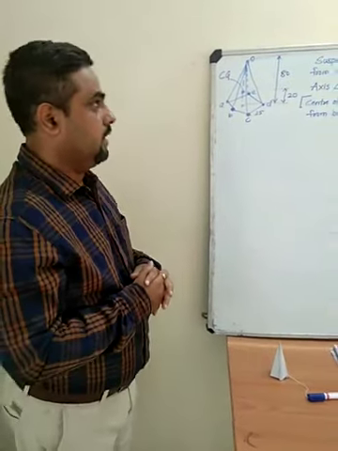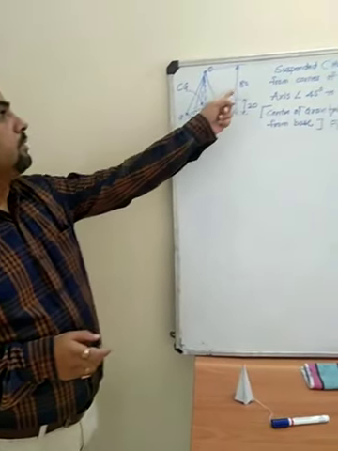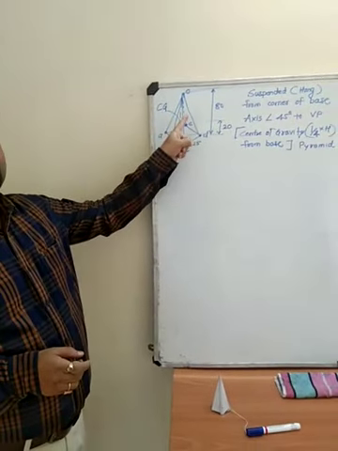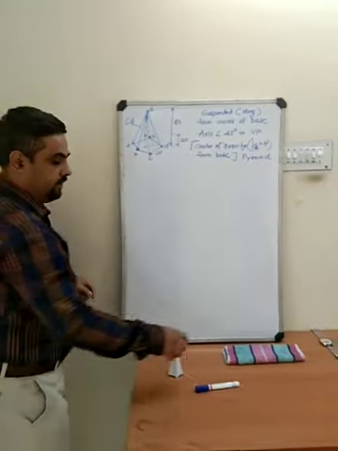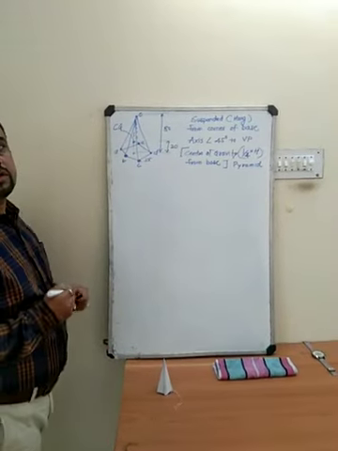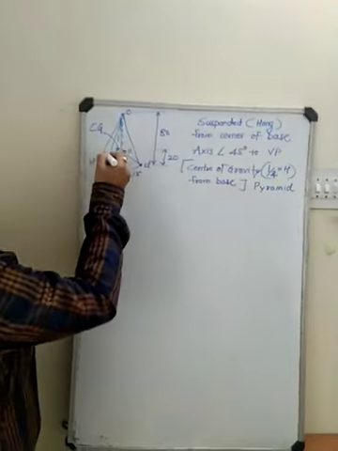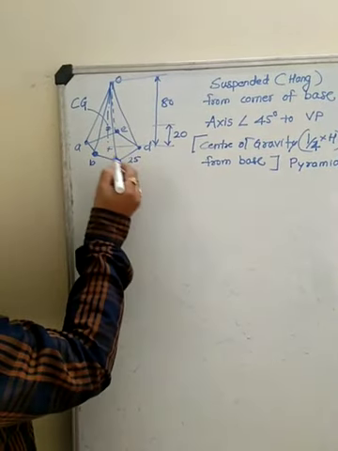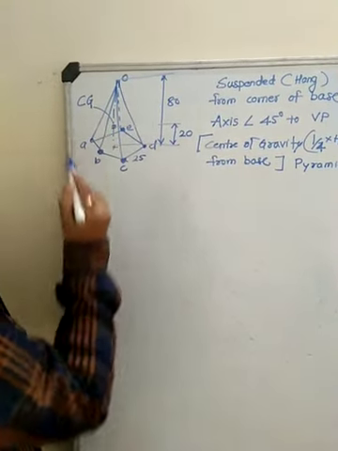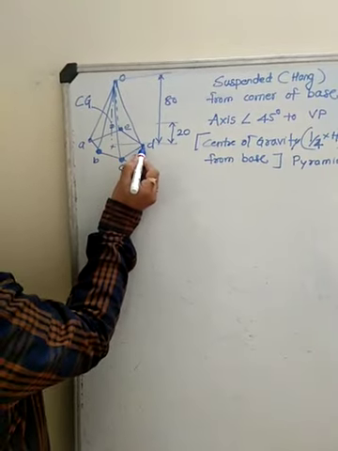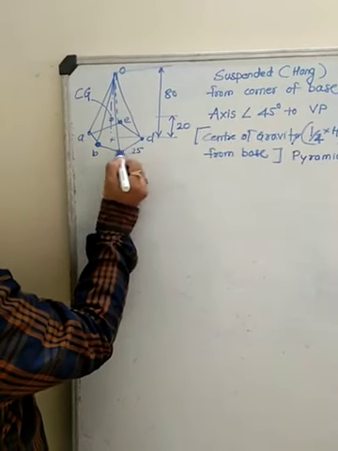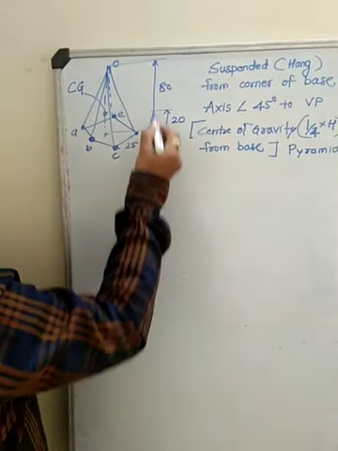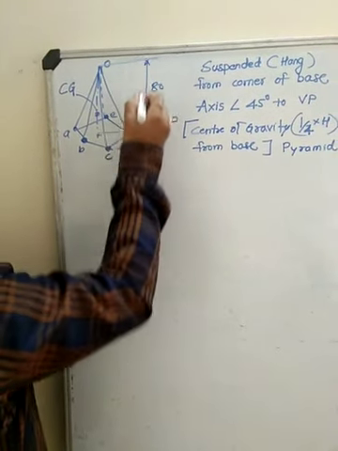I already gave you the problem about the suspended solid. Now this is the data related to that problem. What is given in that problem? A pentagonal pyramid is there. This is the pentagonal pyramid. A, B, C, D, E are the corners of the base, and O is the apex. The side of the base is 25 mm, and the axial height is 80 mm.